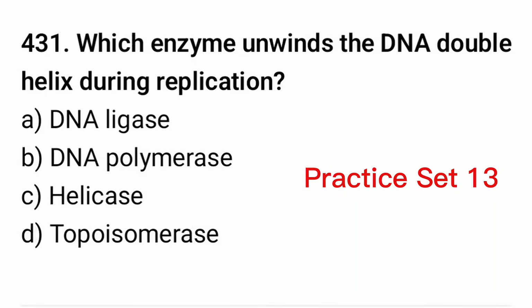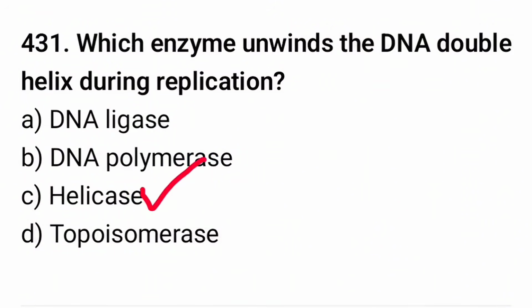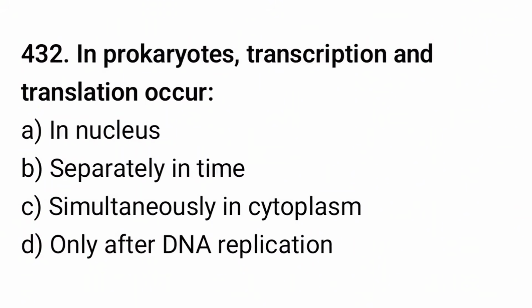Question 431. Which enzyme unwinds the DNA double helix during replication? Right answer is option C, helicase. Question 432. In prokaryotes, transcription and translation occur. Right answer is option C, simultaneously in cytoplasm.